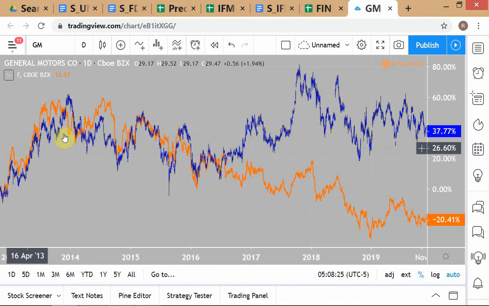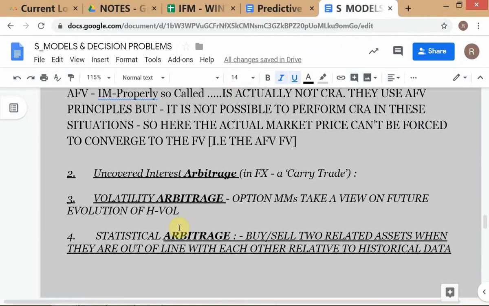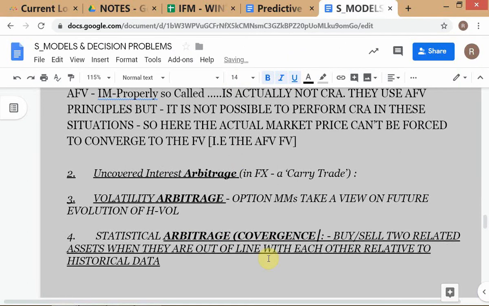So they would typically look at this part of it and say, historically they have been so closely related, but now they have gone far out of line with each other. Therefore the idea is, once again, the idea of convergence. These statistical arbitrage trades are also called convergence trades.